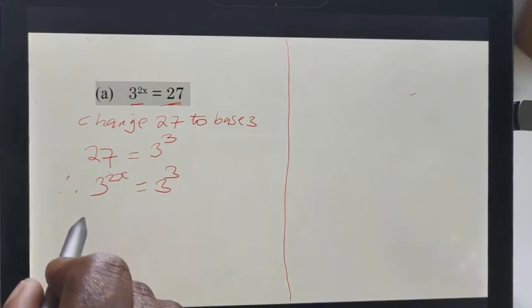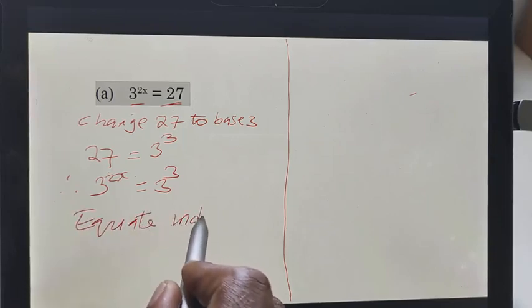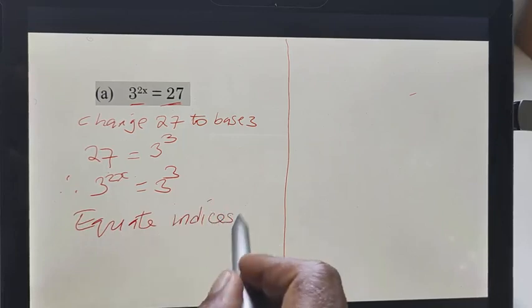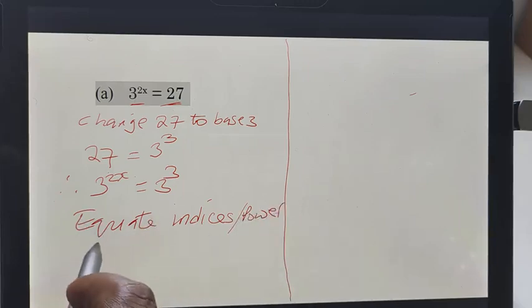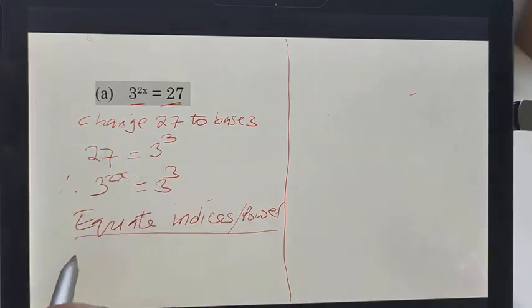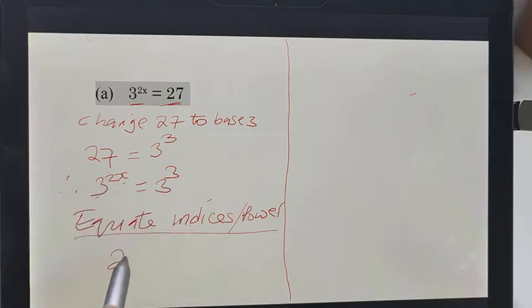Then the second rule is to equate indices, or powers. That's the base, that's the base, that's the power, that's the power. So our power is 2x on the left hand side, which is equal to, on the right hand side, our power 3, which means x will be equal to 3 over 2.